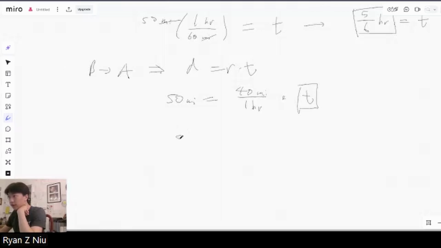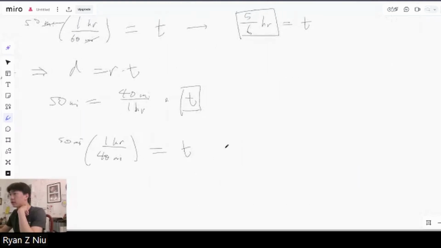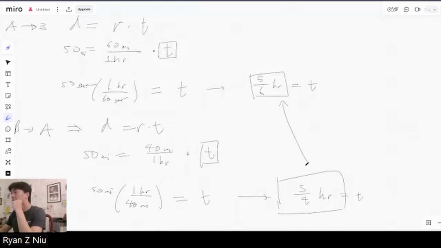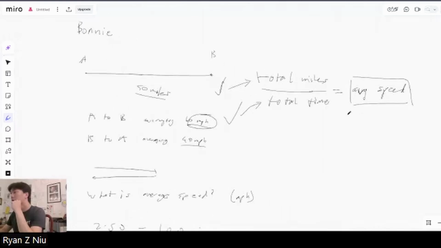And so we should get 50 miles times 1 hour over 40 miles per hour, miles, not minutes. And this will give us t, right? And so this comes out to be 5/4 of an hour equals t, right? And also something to note is we are leaving these two in hours because in the end, we want the speed in miles per hour.